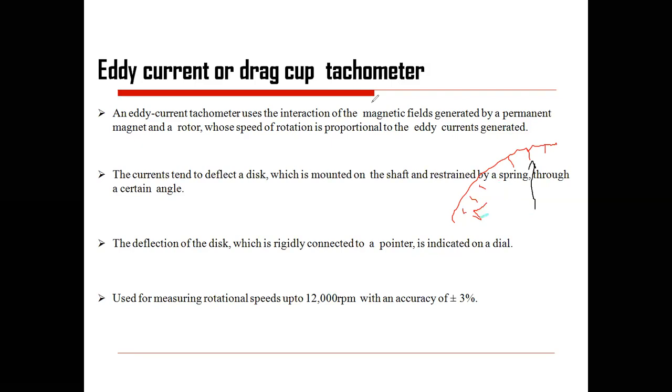Likewise, the output you are going to get starts from minimum to maximum depending upon the generation of eddy current. The eddy current tends to deflect the disc that is mounted on the shaft and restrained by a spring through a certain angle. The deflection of the disc, which is rigidly connected to the pointer, is indicated on the dial. It is used for the measurement of rotational speed up to 12,000 RPM with an accuracy of plus or minus 3%.